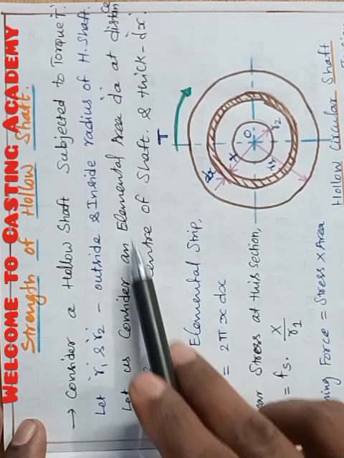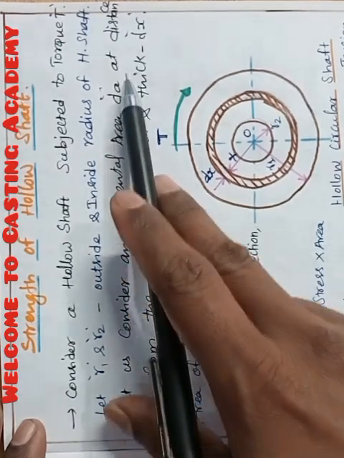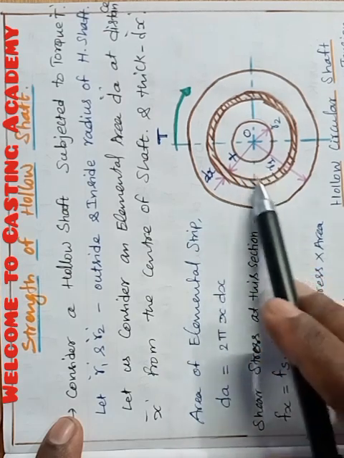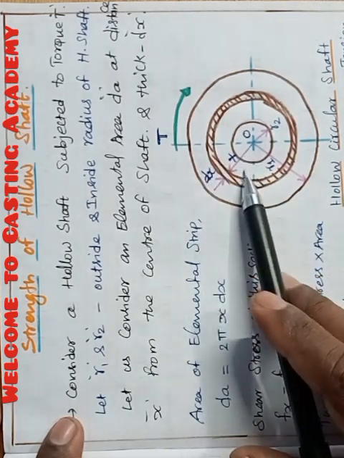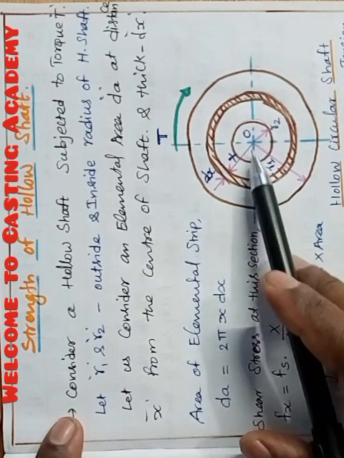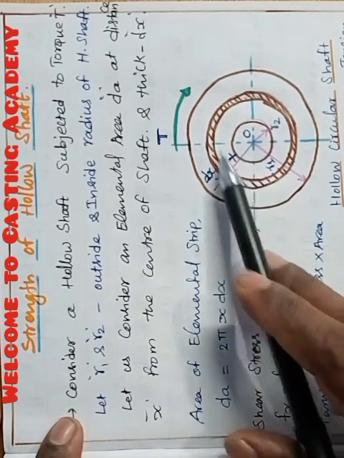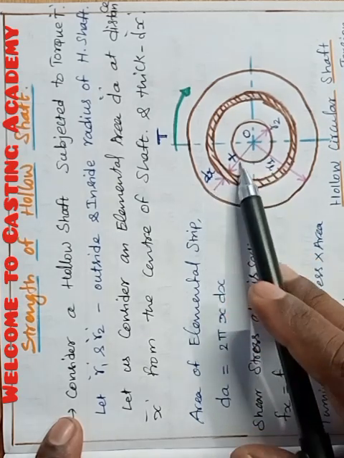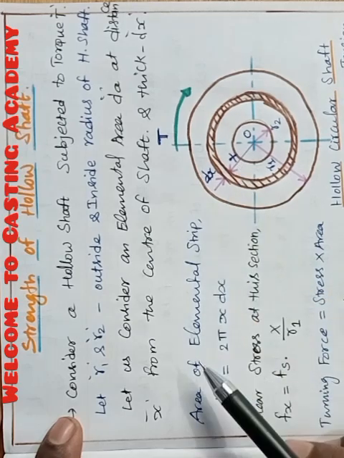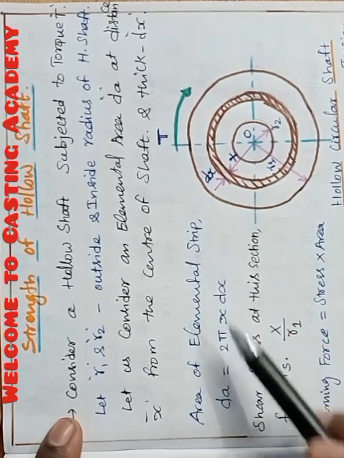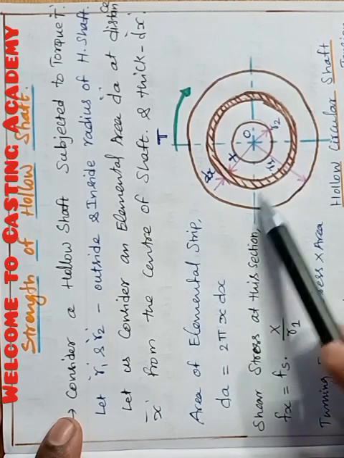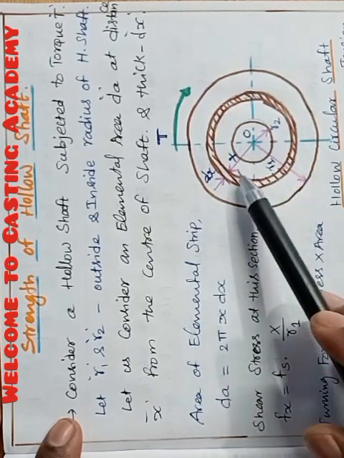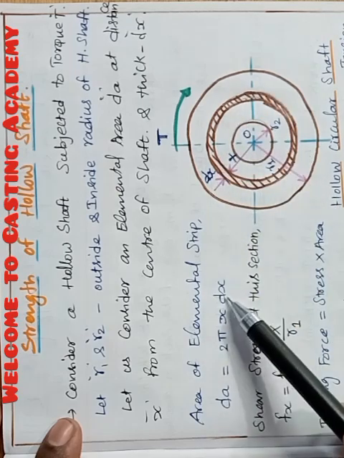Let us consider an elemental area dA at distance x from the center of the shaft, and its thickness is dx. So this whole area is dA, the thickness is dx, and the distance from the center is x. Area of the elemental strip dA is considered as a circular area, so 2 pi r into dx is the elemental area of this one.